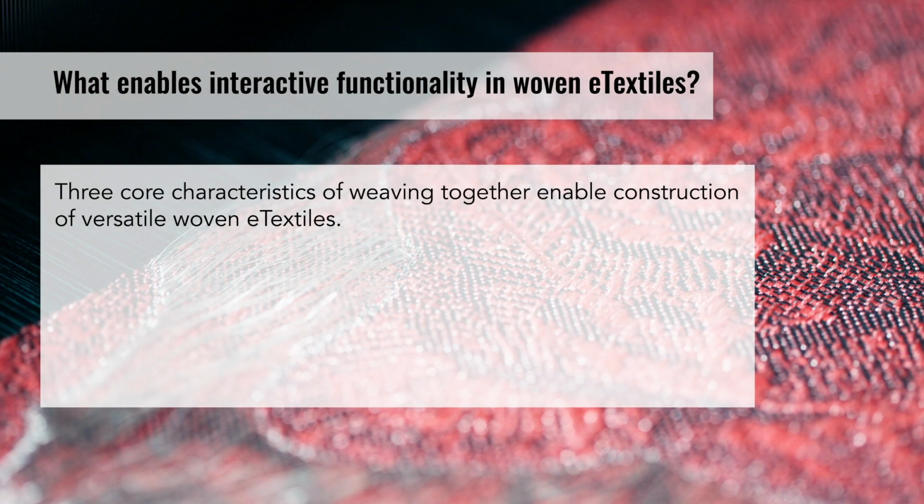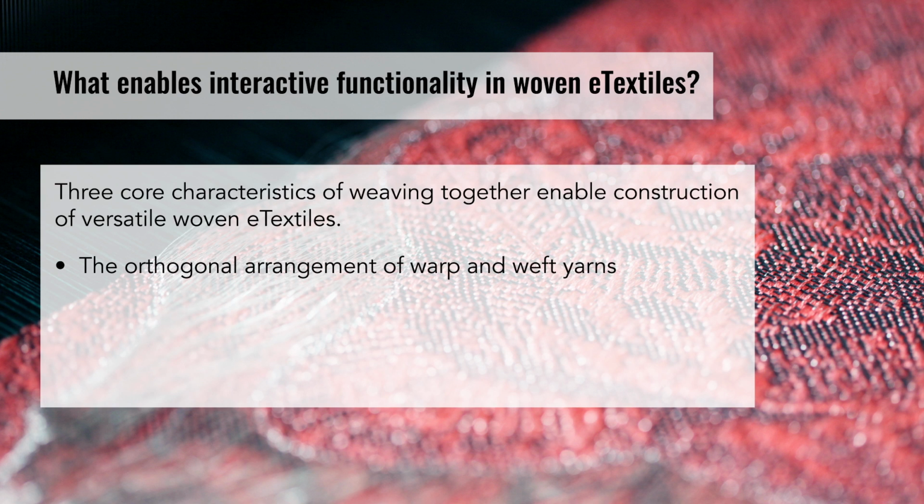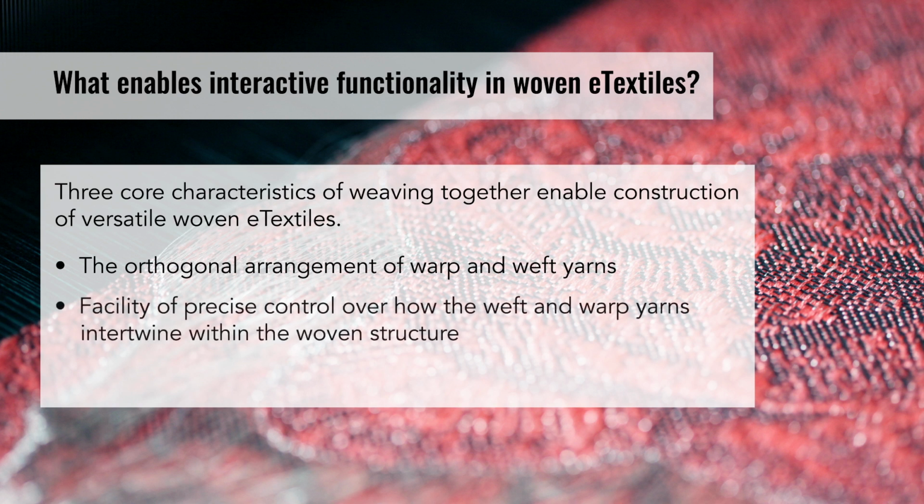To sum the main insights from the review, 3 core characteristics of weaving together enable construction of versatile woven eTextiles. Firstly, the orthogonal arrangement of the warp and weft yarns makes woven textiles structurally stable, providing a suitable base for eTextile construction. Second is the facility of precise control over how the weft and warp yarns intertwine within the woven structure from utilizing a jacquard loom and/or techniques such as warp and weft patterning.